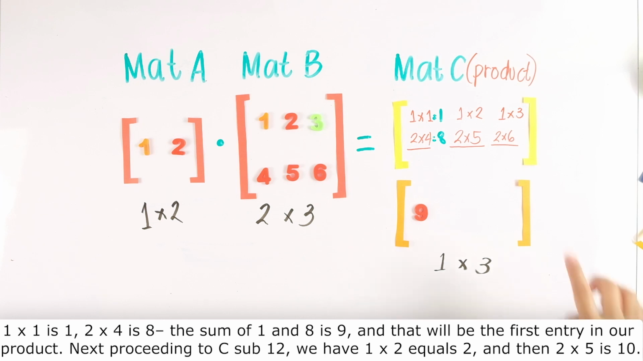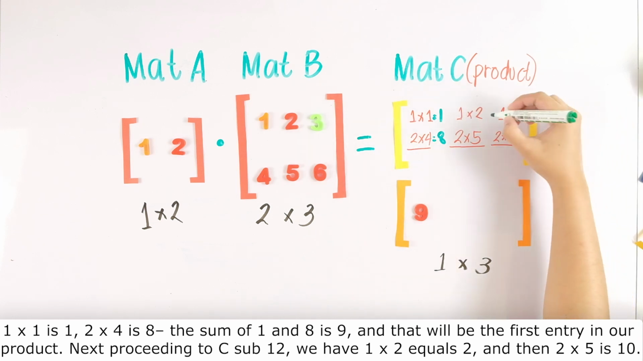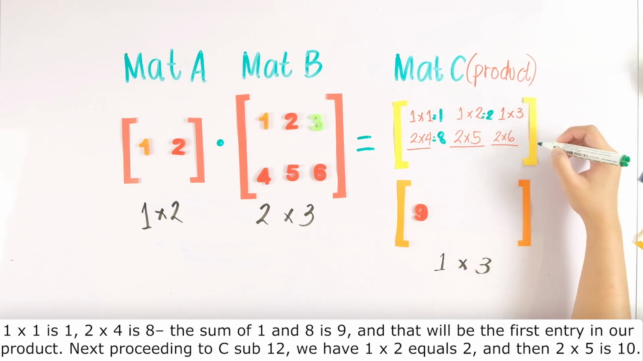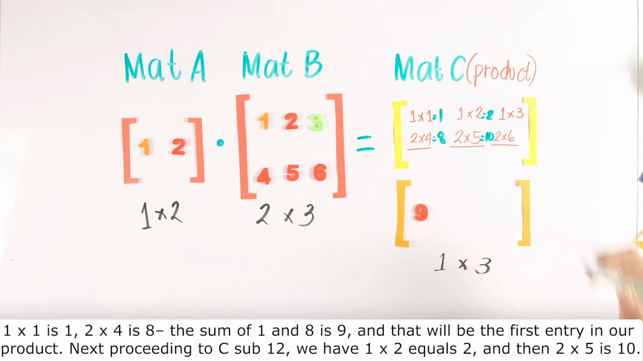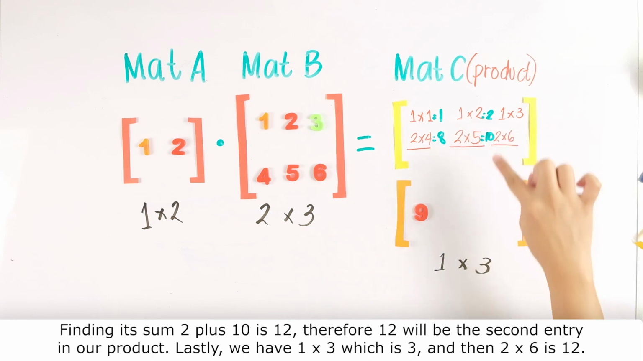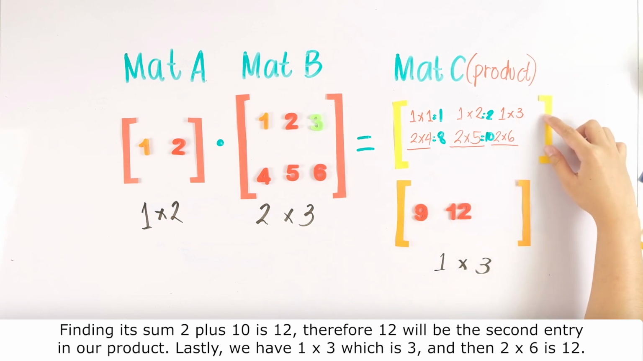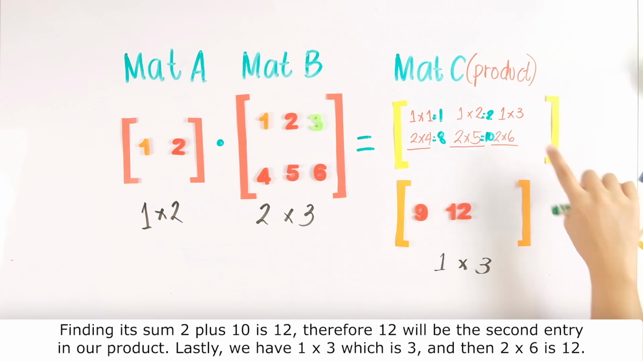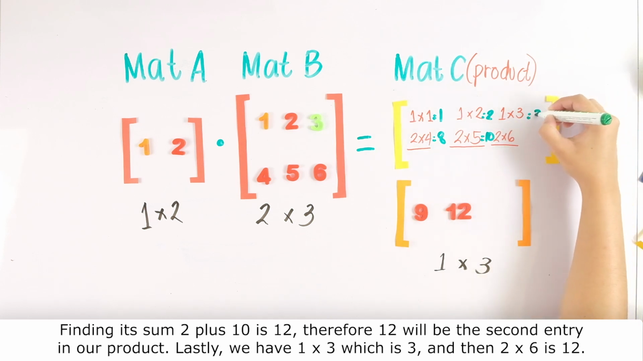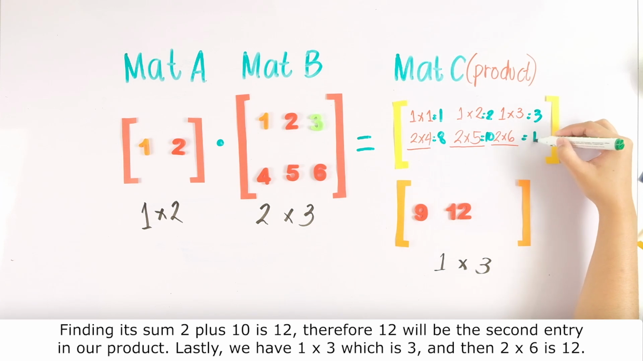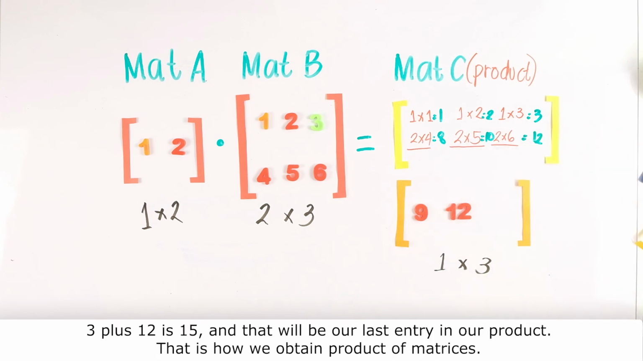Next, proceeding to C sub 1,2, we have 1 times 2 equals 2. And then 2 times 5 is 10. Finding its sum, 2 plus 10 is 12. Therefore, 12 will be the second entry in our product. And lastly, we have 1 times 3, which is 3, and then 2 times 6 is 12. 3 plus 12 is 15, and 15 will be the last entry in our product. So that is how we obtain a product of 2 matrices.